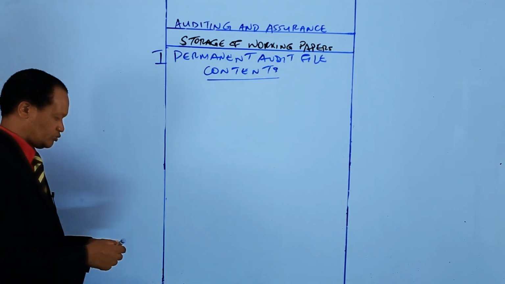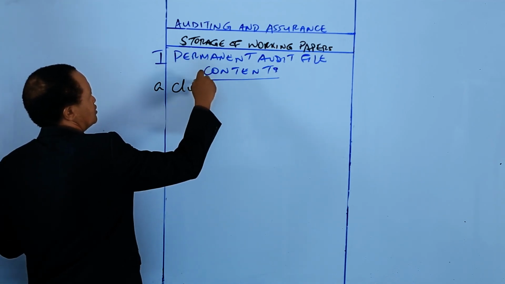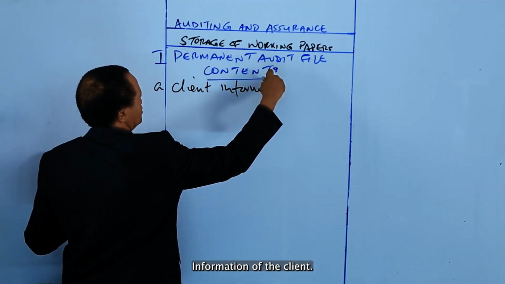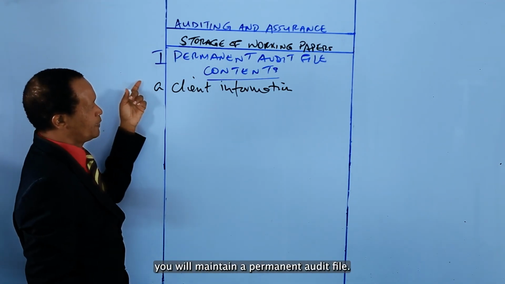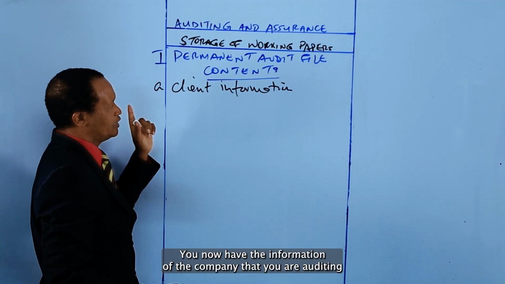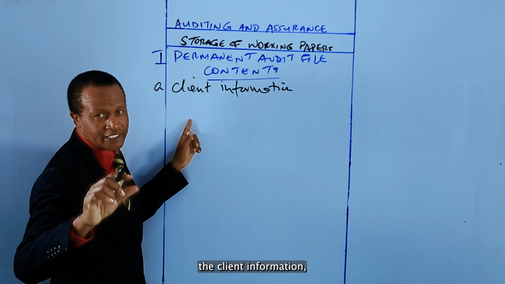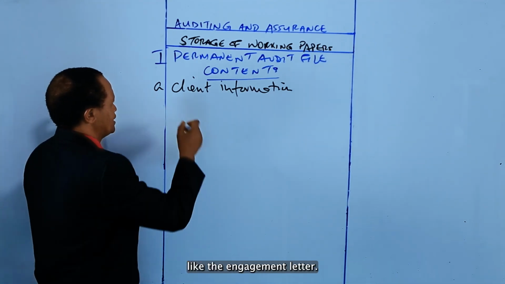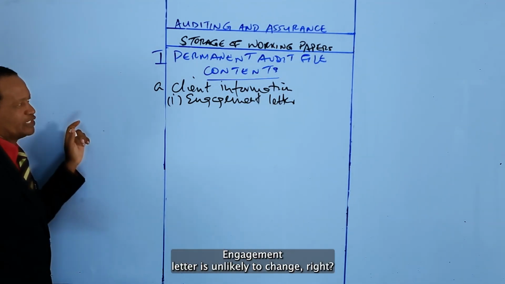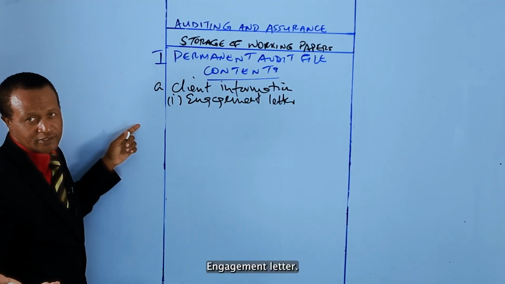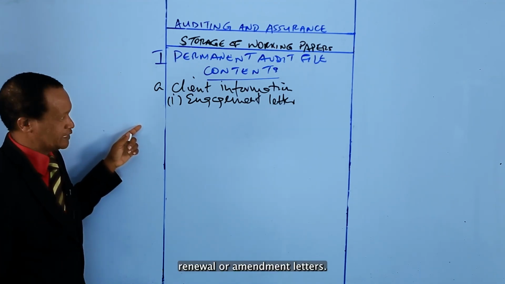client information, information of the client. If you are an auditor, you will maintain a permanent audit file. Within this file, you will have the information of the company that you are auditing. The client information, like the engagement letter. The engagement letter is unlikely to change. The engagement letter, that is the initial and significant renewal or amendment letters.